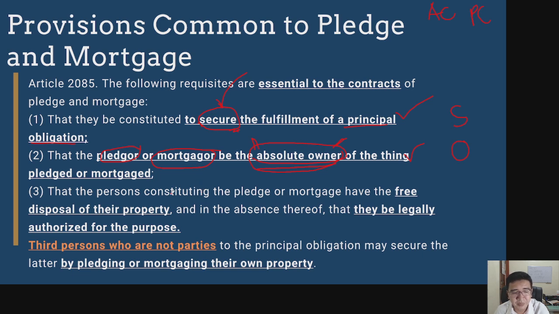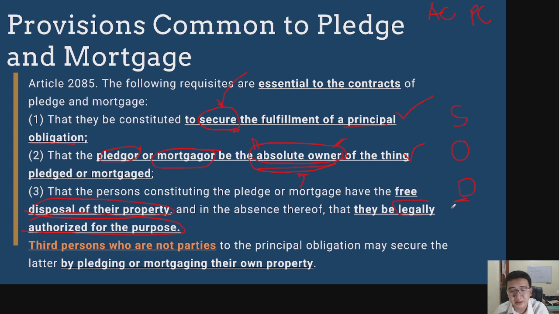The third one, that the persons constituting the pledge or mortgage have the free disposal of their property, and in the absence thereof, that they be legally authorized for the purpose. So what's the meaning of this? This can be connected to the second essential requisite, that you are the absolute owner. Since you are the absolute owner, it naturally comes that you have the right to dispose the property.